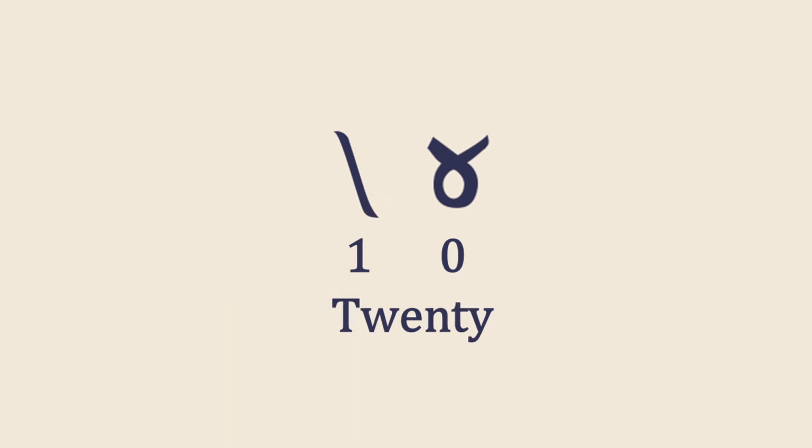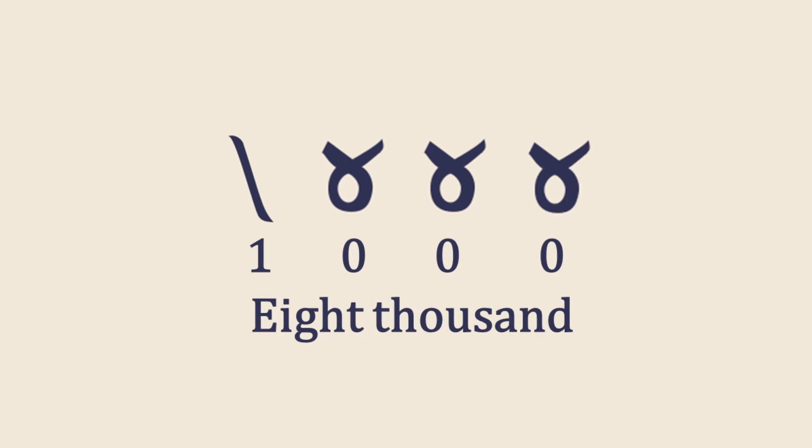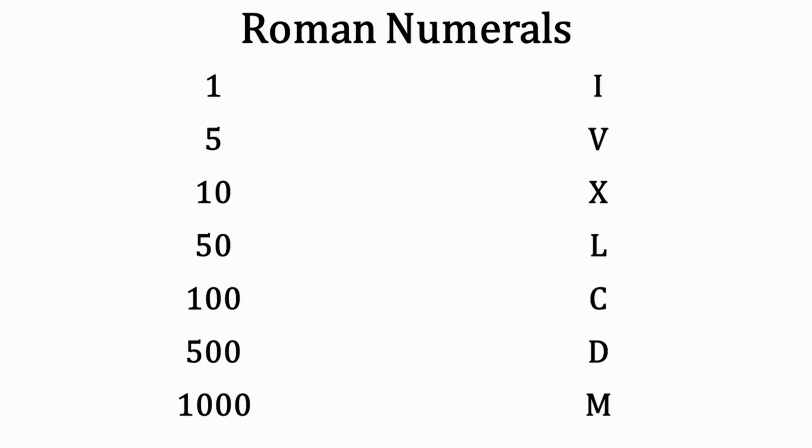A 1 followed by a 0 represents 20, a 1 and 2 zeros represents 400, and a 1 and 3 zeros represents 8,000. This is known as a positional numeral system, but there are other systems that don't work like this. In Roman numerals, for instance, each symbol represented only one value, regardless of where it was placed. An I only represented a 1, a V only represented a 5, and an X only represented a 10.